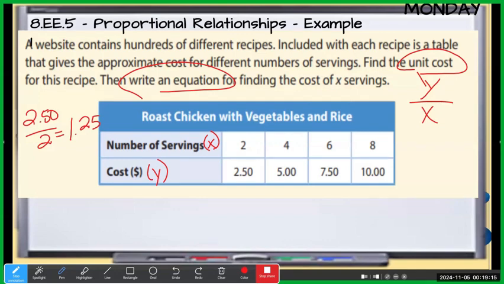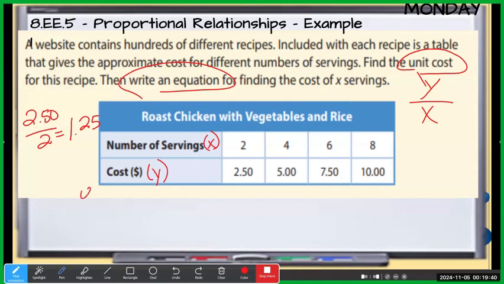Half of that is $1.25. Now it said to write it in the equation. What's our equation form for proportional relationships? No, that's slope form. What's the equation form for proportional relationships? y equals mx. What did we just find our slope to be? What's our equation?